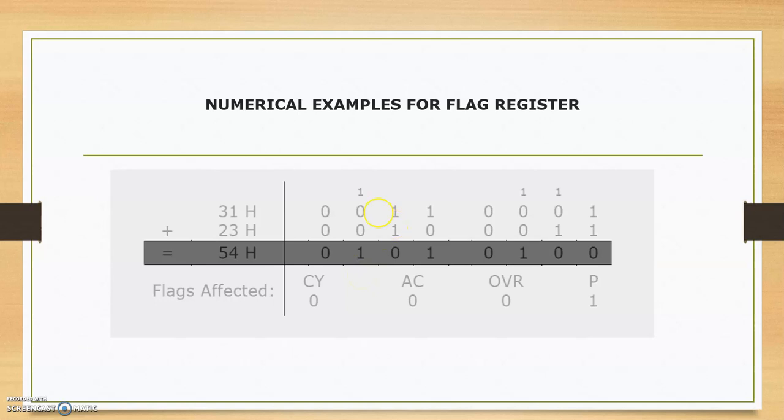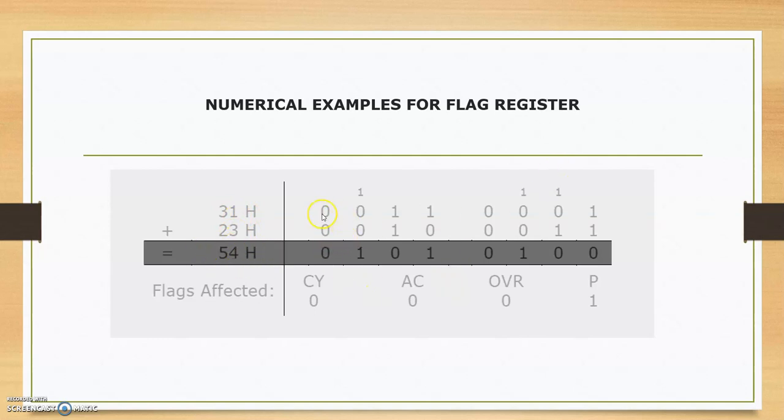So let's check the flags of each. The flags that are altered during an ALU operation are the carry flag, auxiliary carry, overflow flag, and parity flag. So let's take an example, that is 31 plus 23. 31 plus 23, you will get 54 hex.